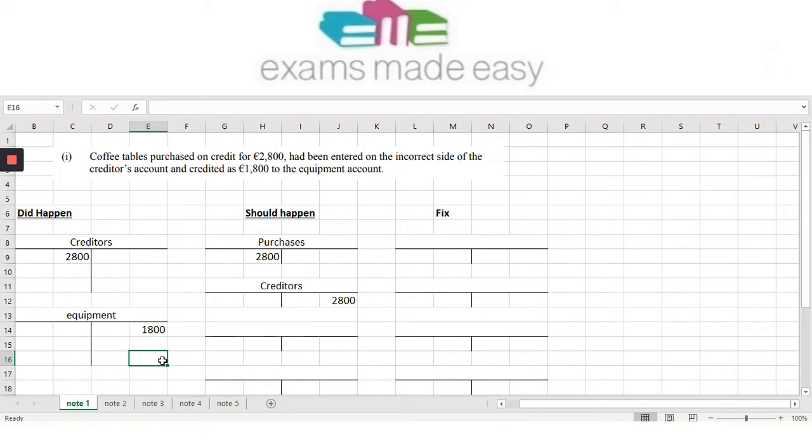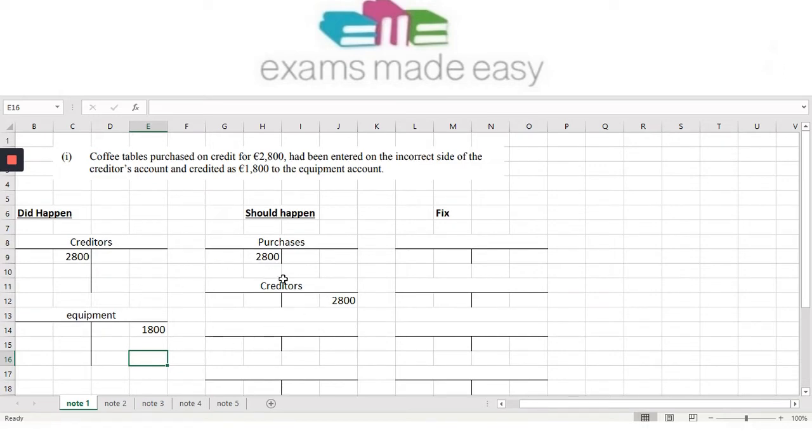First of all, what I want to point out, in the fix column, is how do we know if we have a suspense account or not? It's very easy to work out. If you look at the did column and it doesn't balance, that means you're going to have a suspense account. In this one, we have 2,800 on the debit side and 1,800 on the credit side. That doesn't balance, therefore there's going to be a suspense account in this question. We know that for sure.